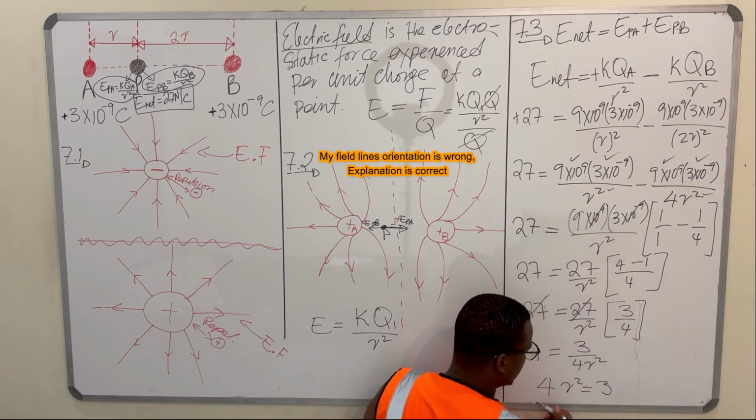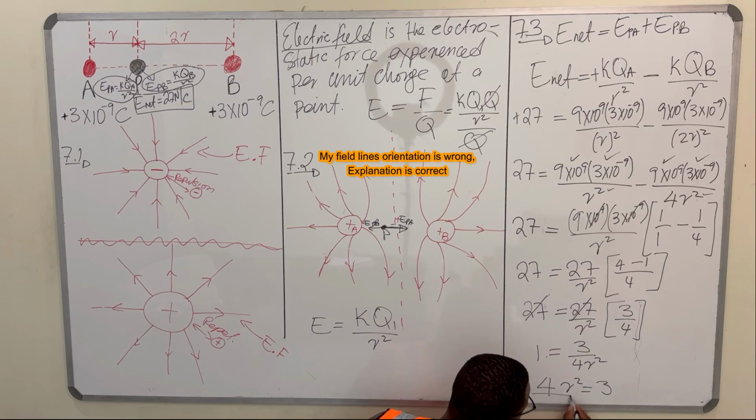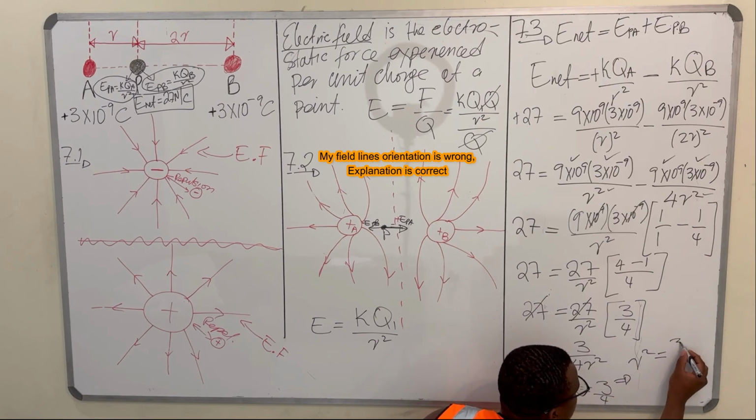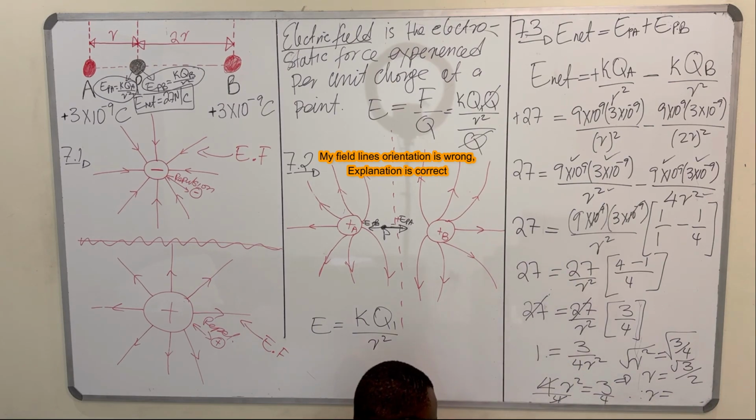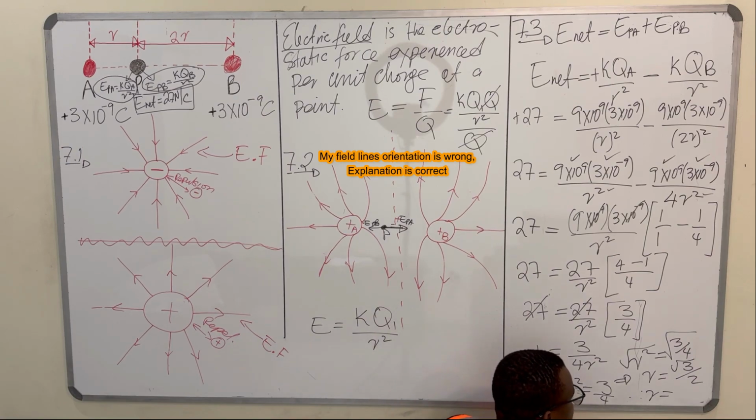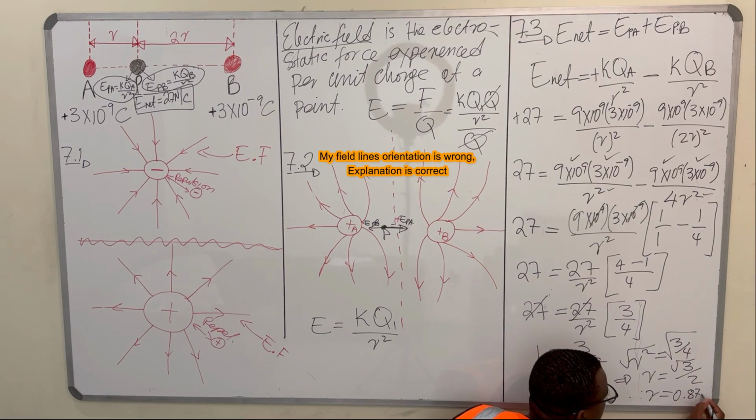Then what do we do? Divide by 4, divide by 4. You get that r squared, because this and that go away, is equal to 3 over 4. Then take the square root. So your r is equal to square root 3 over 2. Punch that in the calculator and see what you get. You get that this is 0.87 meters.